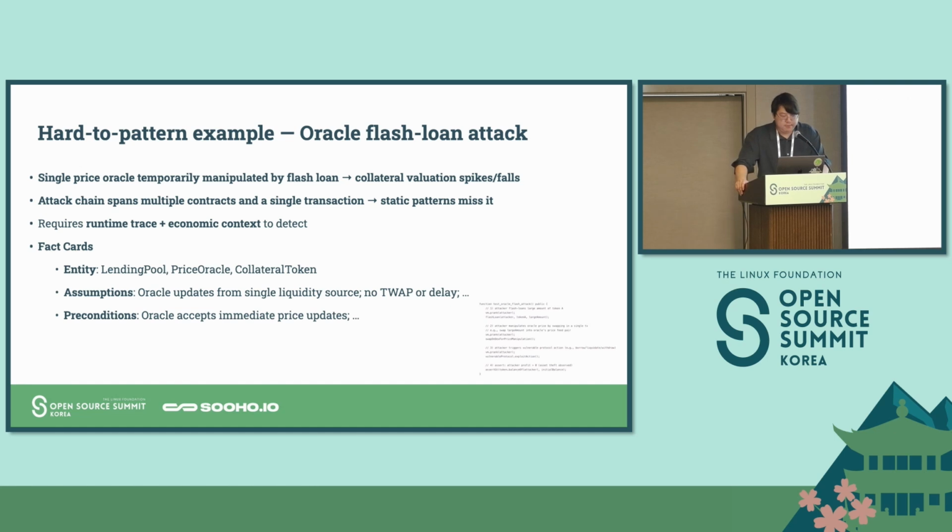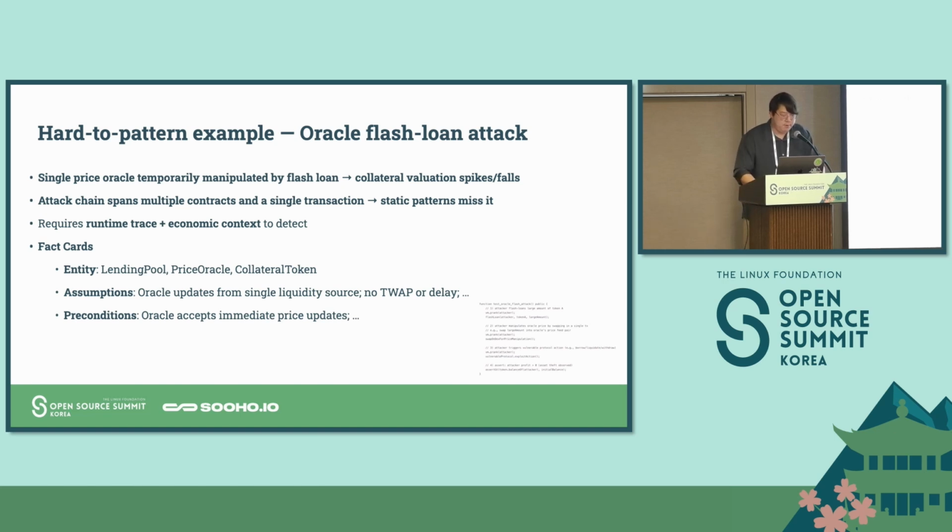An example: this slide shows an example. Consider a price oracle that updates instantly from a single source. An attacker can use a flash loan to temporarily push the reported price to an extreme value and then manipulate a lending protocol that relies on the price, all inside one transaction. Because the exploit depends on economic states, timing and interactions across multiple contracts, simple static rules usually miss it.